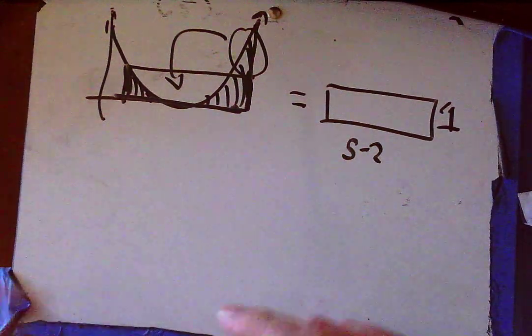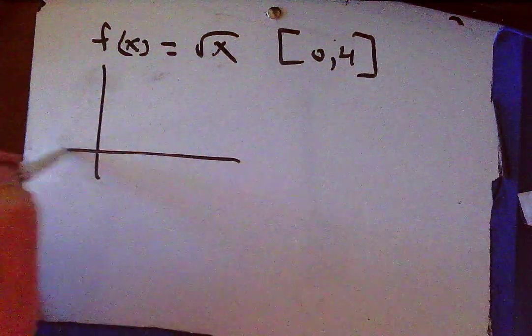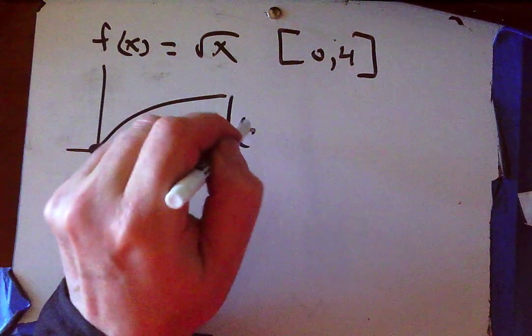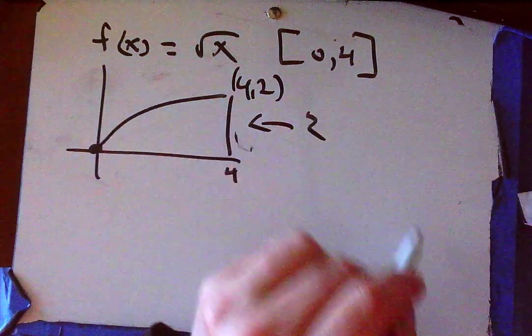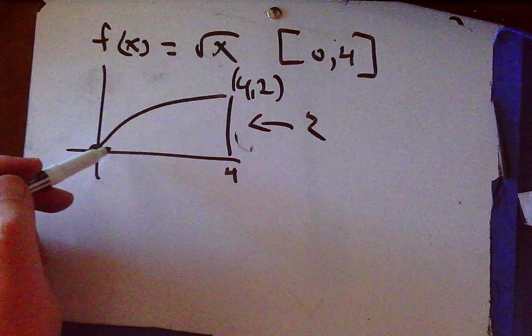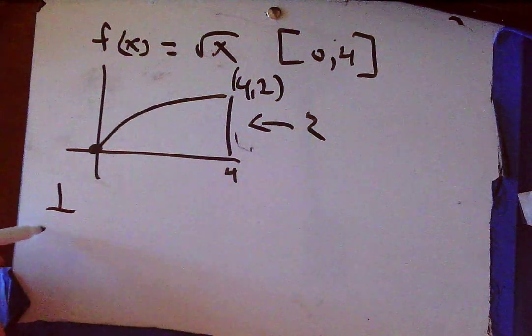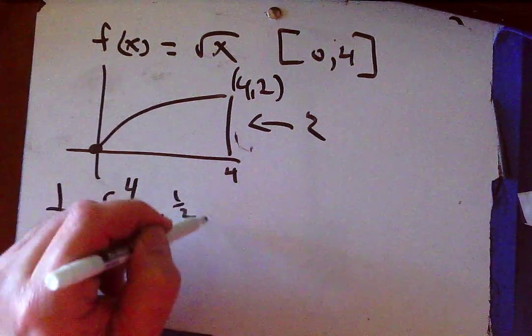Okay. What about number 2? F of x is square root of x, from 0 to 4. This is 4, 2, because this height is 2. Right over here is 0. We're looking for the average value: 1 over 4 minus 0, integral 0 to 4, x to the 1 half dx.